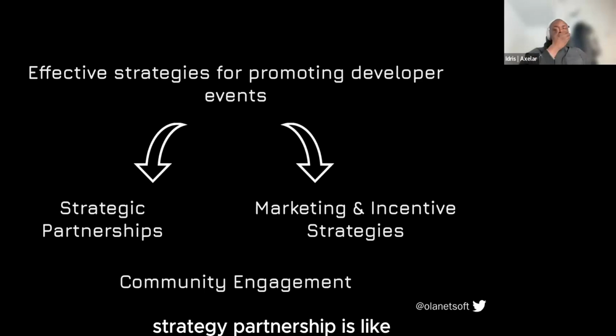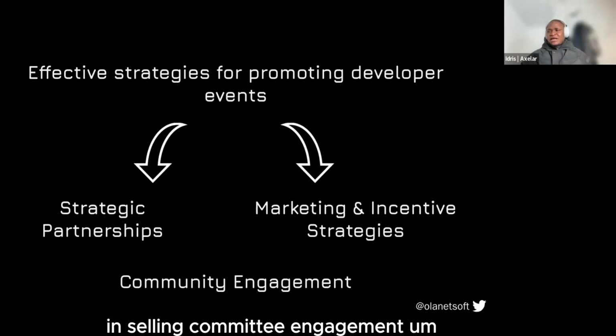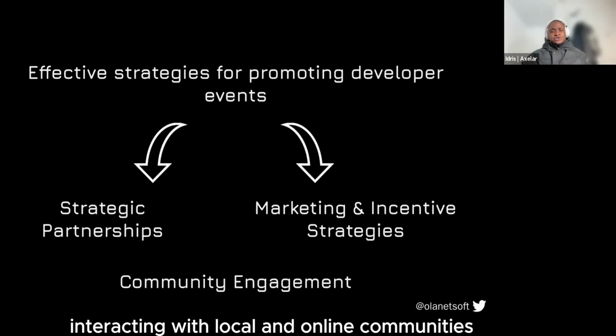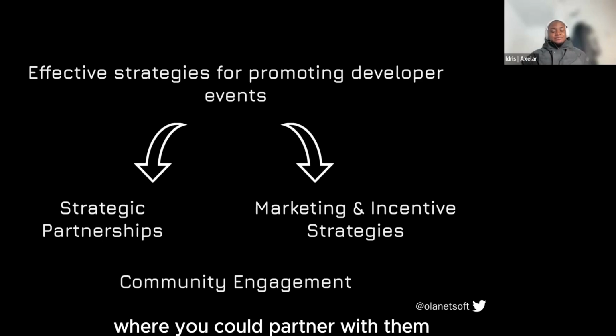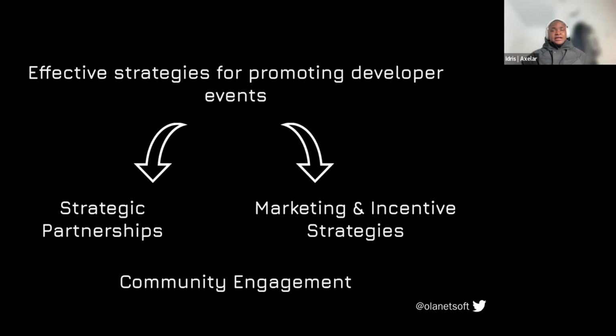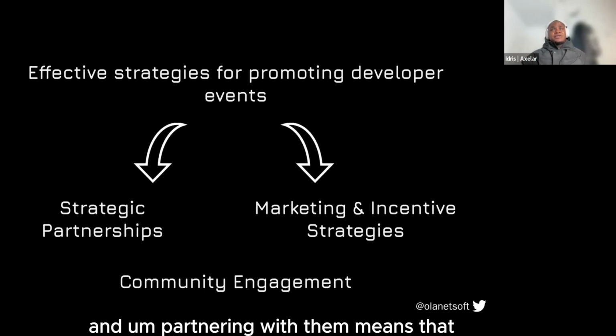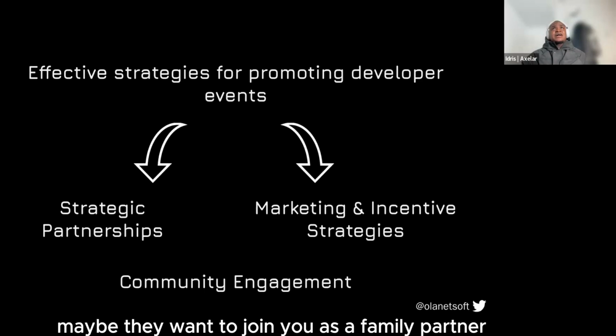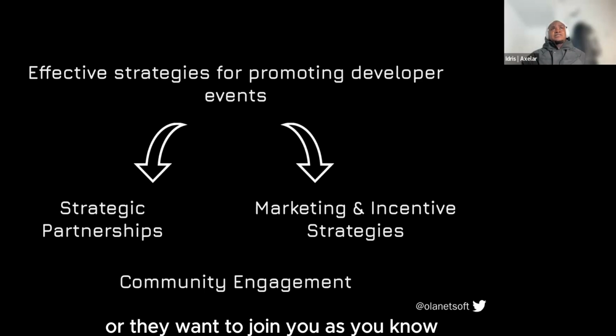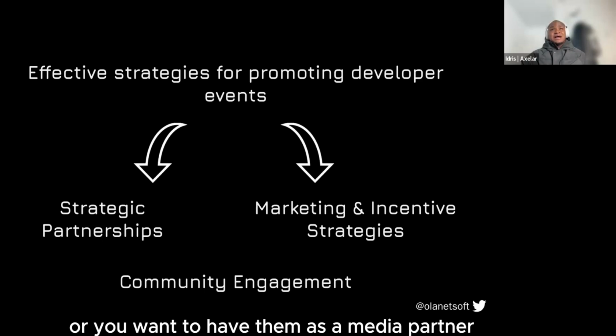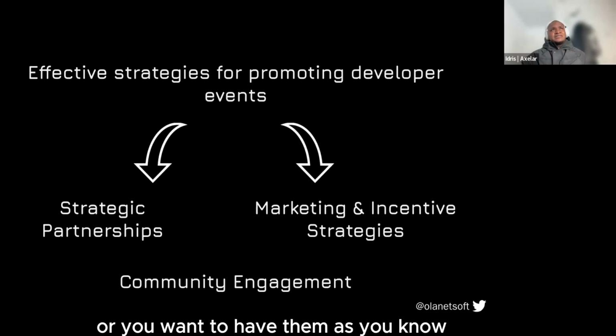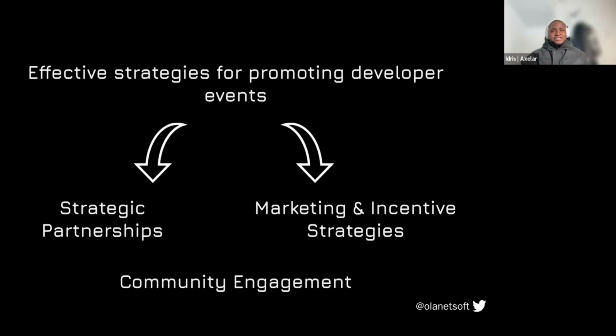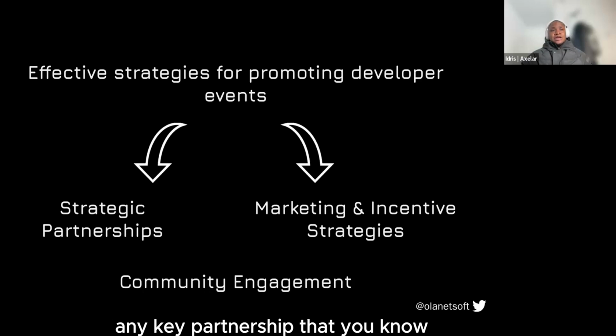Another way of doing strategic partnership is community engagement, interacting with local and online communities that you could partner with. Partnering with them means that maybe they join you as a community partner, or you have them as a media partner, or any key partnership where the value provided is required for you to organize your event.